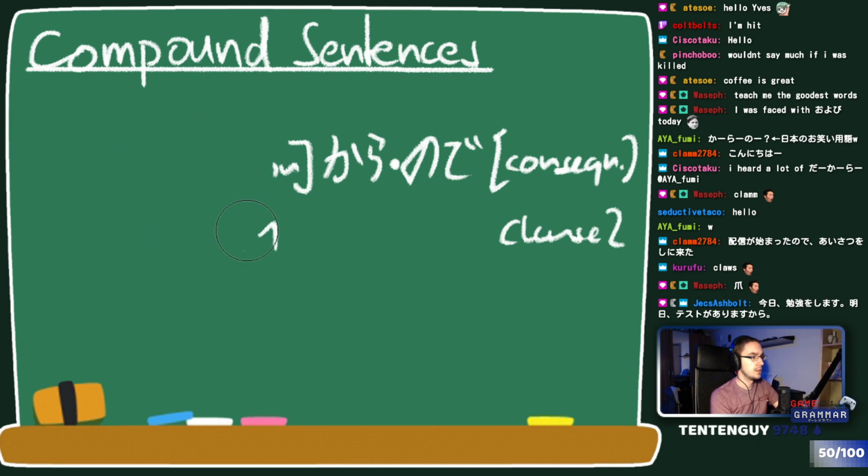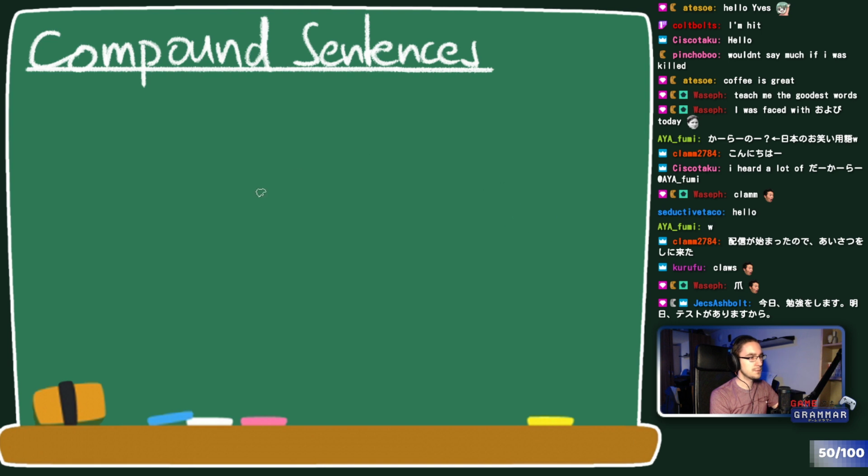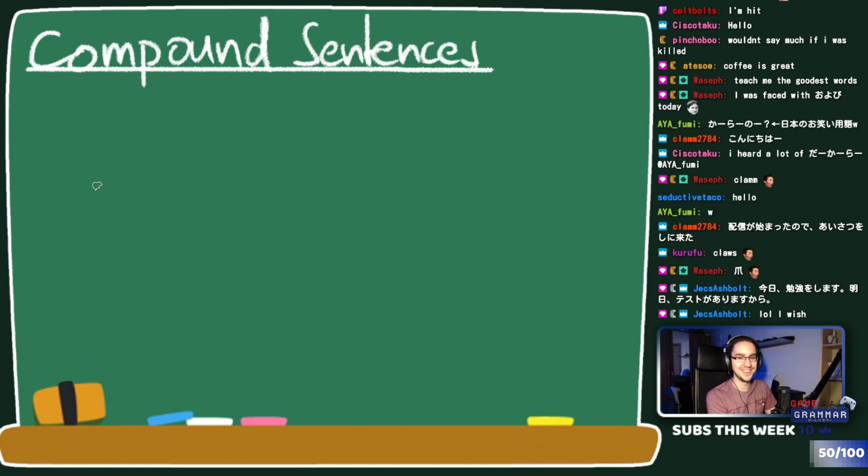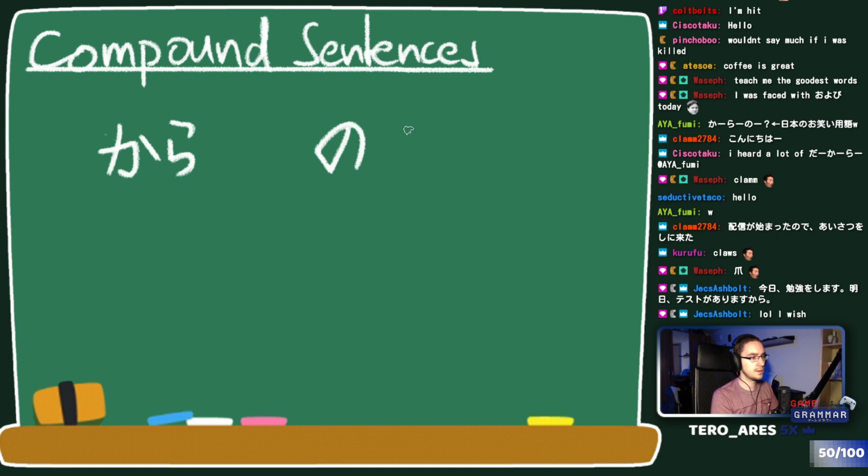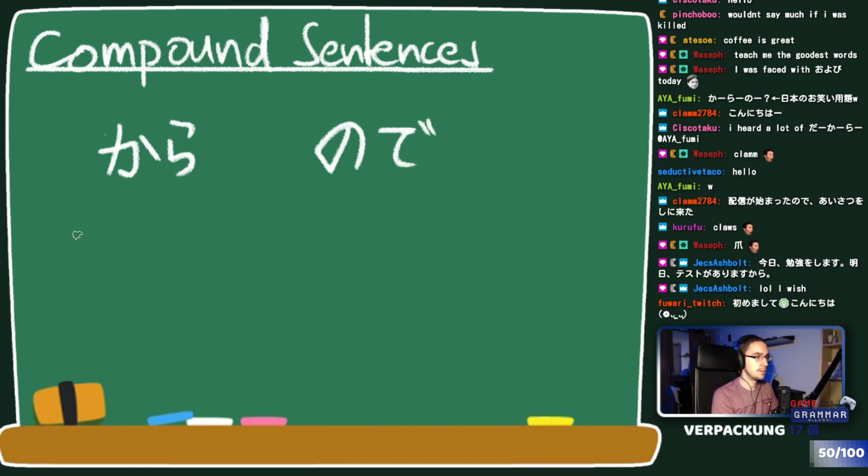Now, alright, I said that I would quickly talk about the difference. So, the main difference between kara and node here, maybe by the end of the lesson you'll be able to do it. So, the main difference between kara and node is that essentially they can be used very, very similarly, without much meaning difference at all. It's just that node can sound a little bit more formal, and it's a little bit more written language. So this is more a tendency.